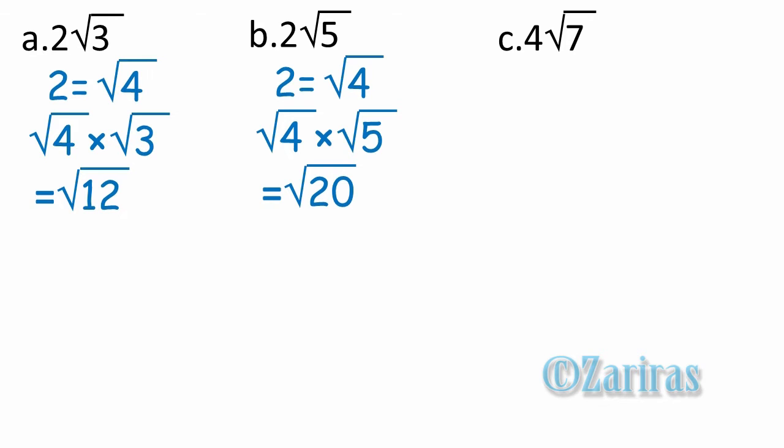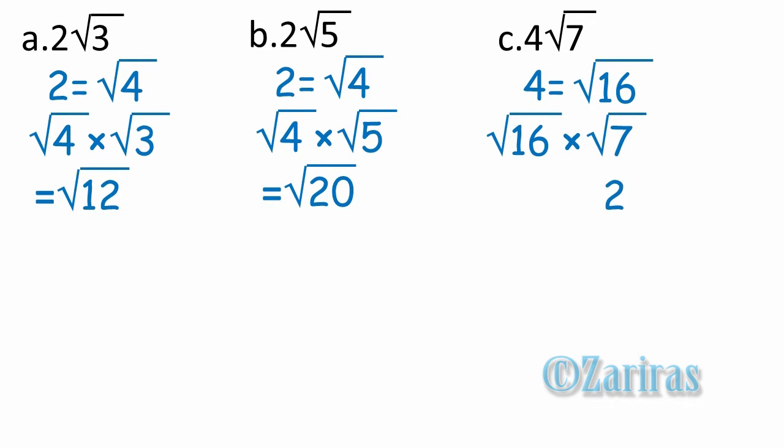Next we have 4 root 7. So multiply 4 into 4 is 16, and square root of 16 is equal to 4. Yes, 4 is equal to root 16. So if we multiply root 16 into 7, we get 112. 7 sixes are 42, so we place the 2 here and carry 4, and 7 ones are 7. 7 plus 4 is 11. So square root of 112.